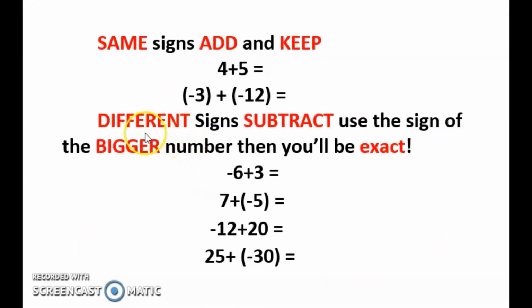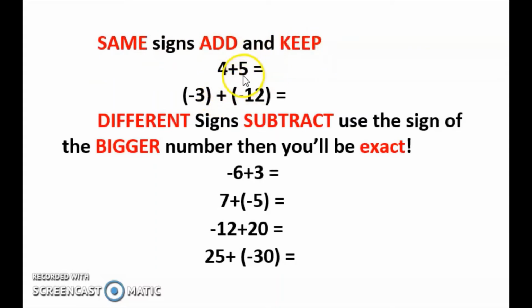O diba madali lang? Paulit-ulit nyo lang kantahin at makakabisado nyo rin yan at hindi nyo na makakalimutan. Hindi na rin kayo mahihirapang mag-add ng integers. Sige nga, subukan natin. Same signs, add and keep. Pag pareho daw ang sign, i-add mo at mananatili yung sign.